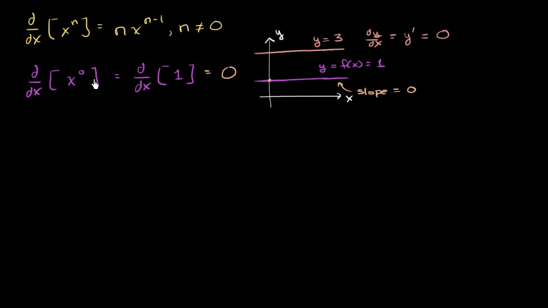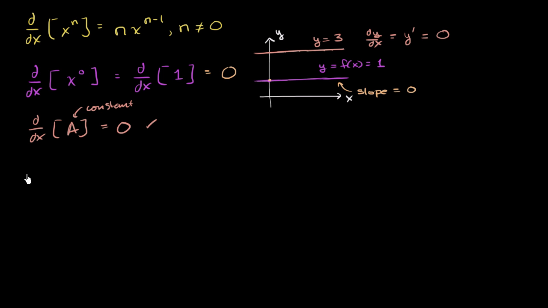So it's not just x to the 0. If you take the derivative of any constant, you're going to get 0. So let me write that. The derivative with respect to x of any constant, so let's say of a, where this is just a constant, is going to be equal to 0. So, a pretty straightforward idea. Now let's explore a few more properties.